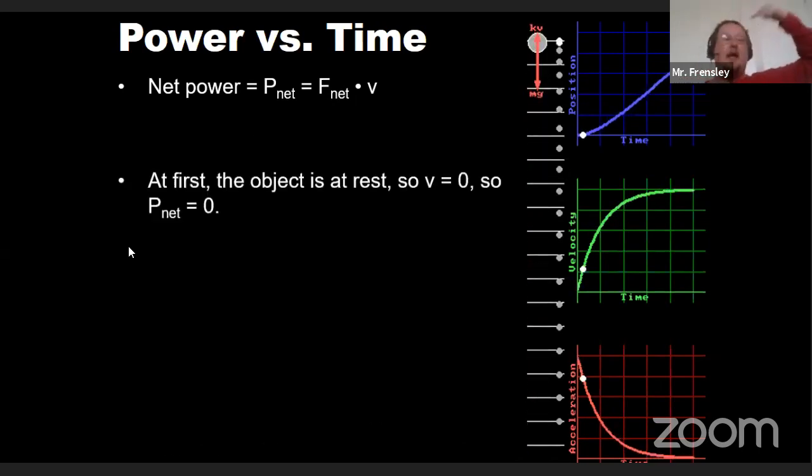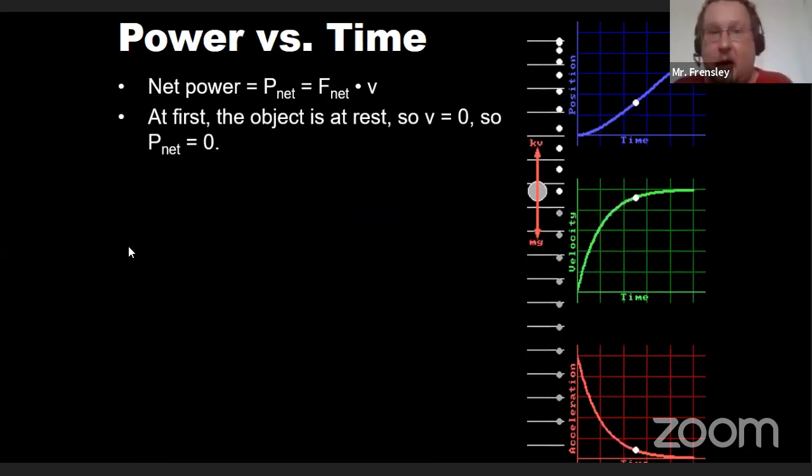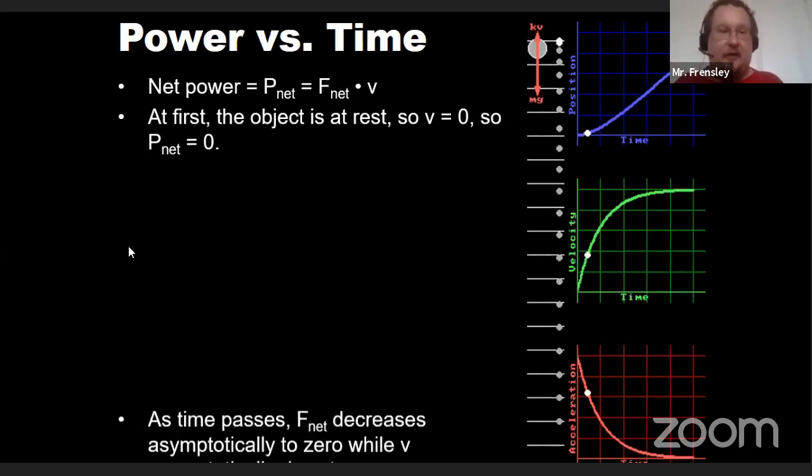Now, here's what I'm thinking. I'm thinking at the beginning, there ain't no V. The guy dropped from rest. So of course the power would start at 0 if the V starts at 0, right? So we start with no V, we start with no P. Pretty straightforward, right? So give yourself 2 points if you got those 2 points.